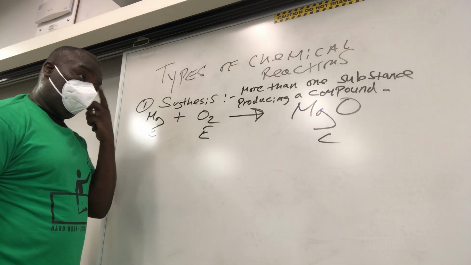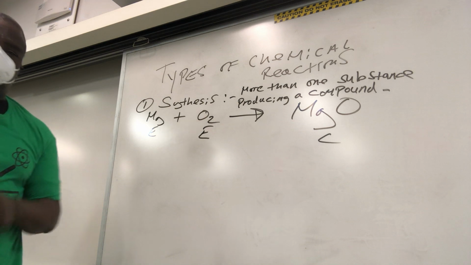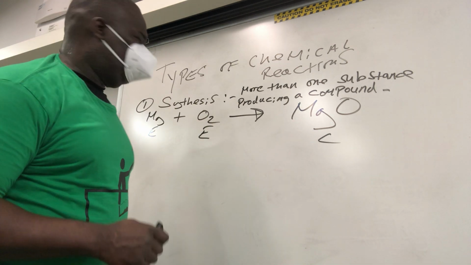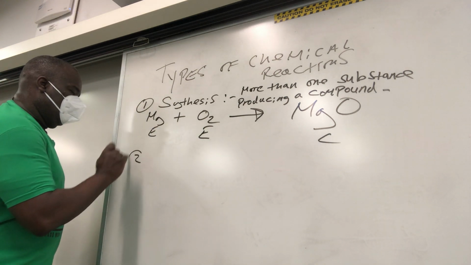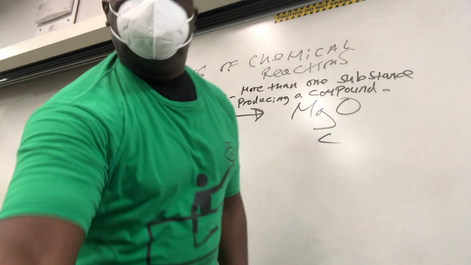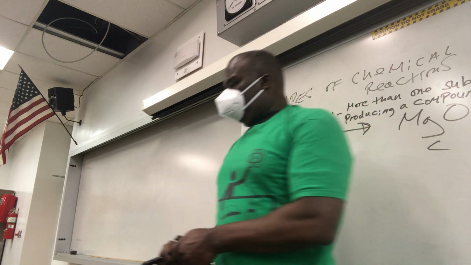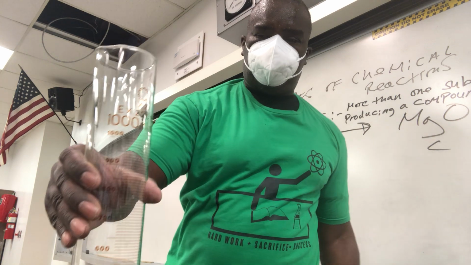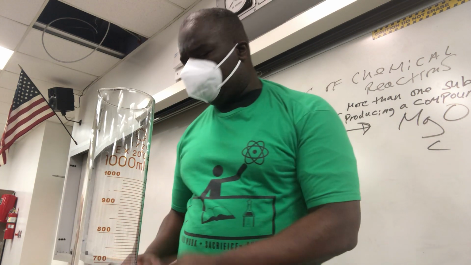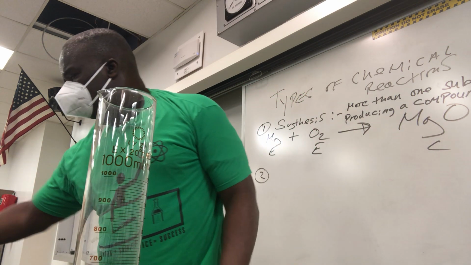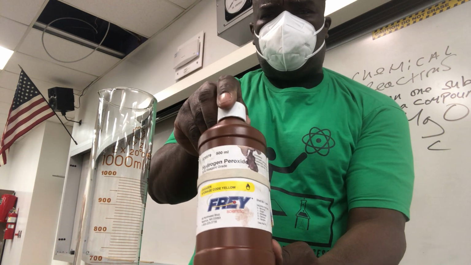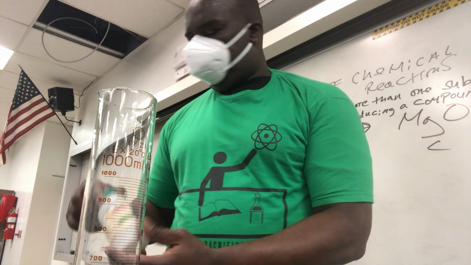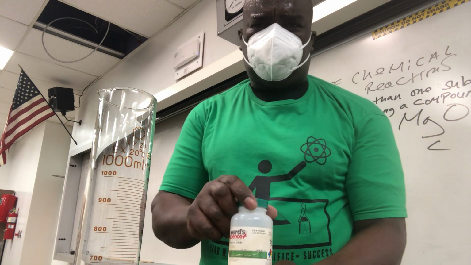All right. Our next reaction that we're going to do will be the opposite of synthesis. All righty. So let's look at that. Number 2. We'll name it afterwards. So let's set it up. All right, bam. That's my graduated cylinder. This is hydrogen peroxide, 30%. Okay. This is potassium iodide. It's going to act as a catalyst.